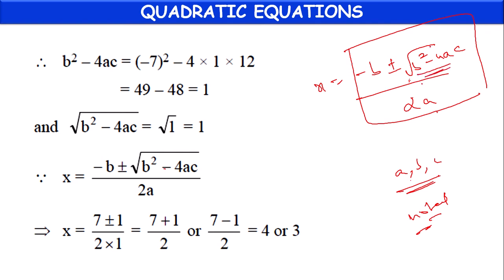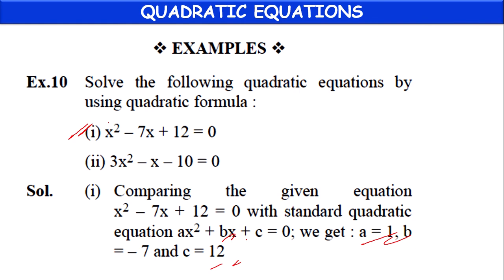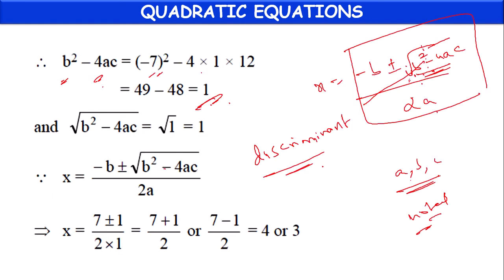First, let's try to calculate this part. Under root we have b square minus 4ac. Actually, this is called the discriminant part. That under root part we have to calculate first. So let's calculate b square minus 4ac. Let's substitute values. We will get the answer as 1. Which values are we substituting? These values. We are getting the answer as 1. But we have under root, under root b square minus 4ac value, root of 1, which is equal to 1.